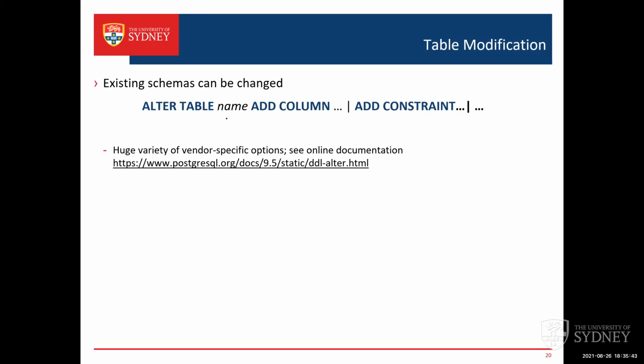So alter table, then the name of the table. Alter table, let's say student, add column, that is the command, and then the column name and its data type. We can add some constraint. We have not learned about constraint yet. Later today, you will see how to add constraint. So yes, if you want to put some more constraint in a table, we can do that as well. A few other things are available in here.